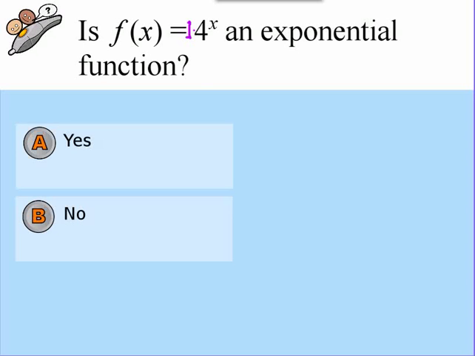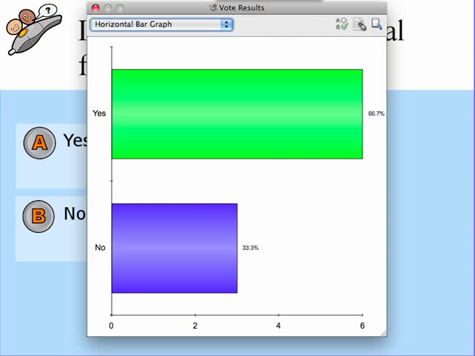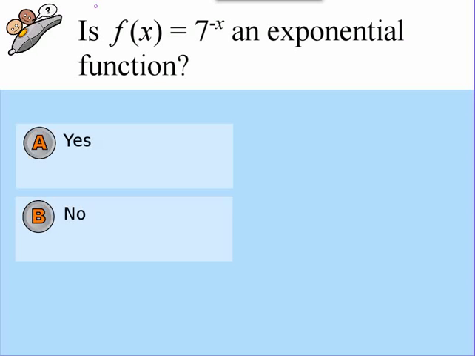So let's look at this one. Is 7 to the negative x an exponential function? Yes or no? What do you think? Yes, it is an exponential function, because remember, your power here can be any real number. So it can be negative.